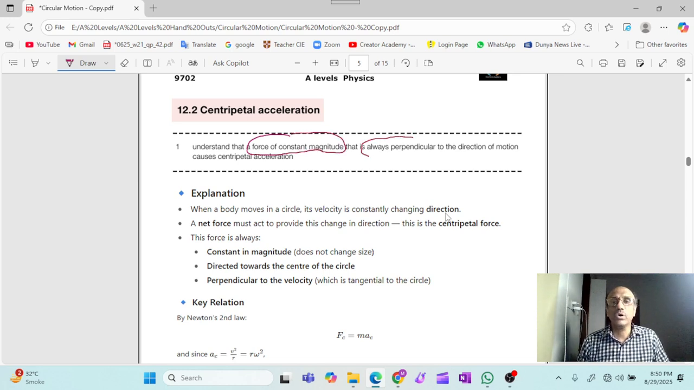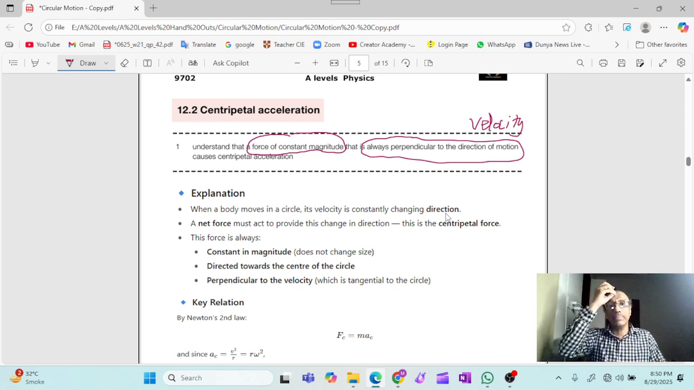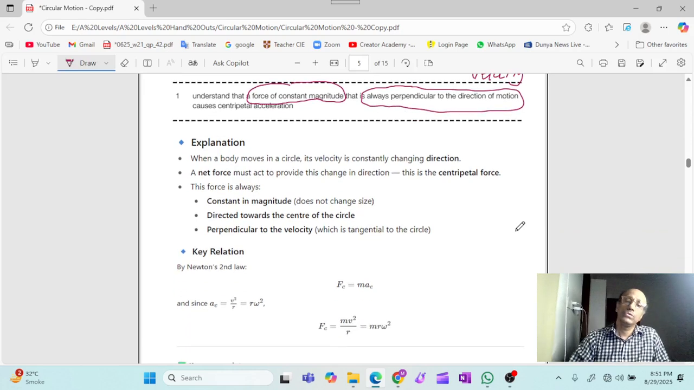This force is always perpendicular to the direction of motion or direction of velocity. You may write any one of these two things. So when a body moves in a circle, its velocity constantly changes. Due to the change in direction, the velocity will change.